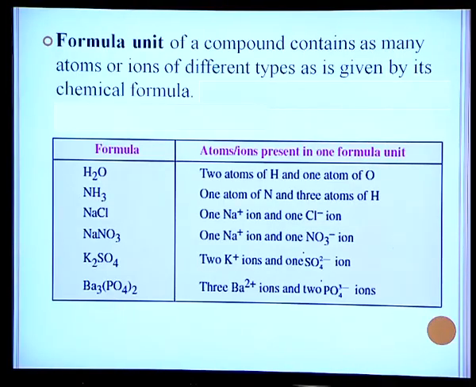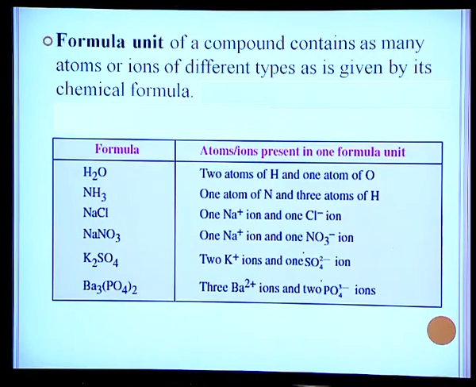Atoms or ions of different types are given here as chemical formulas. The following examples would clarify the concept. You can simply say H2O is 2 atoms of H and 1 atom of oxygen; NH3 is 1 atom of N and 3 atoms of hydrogen; NaCl is 1 ion of Na+ and 1 ion of Cl-. Similarly, NaNO3 is 1 ion of Na+ and 1 ion of NO3-.